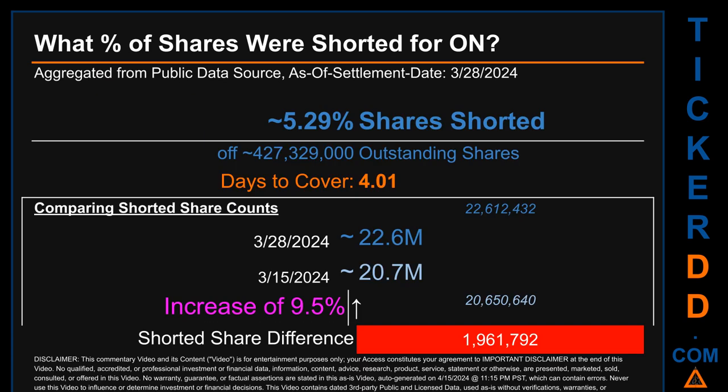What percentage of shares were shorted for ON for the 2-week period, ending on settlement date, March 28, 2024? About 22.6 million shares of ON were shorted out of a total of approximately 427.3 million outstanding shares.